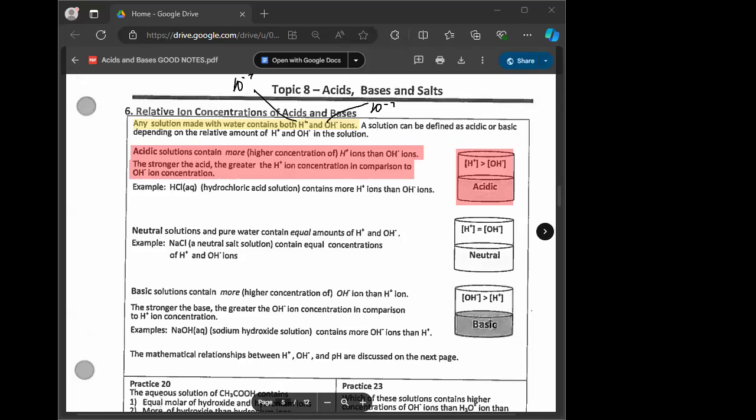Okay, now neutral solutions. Okay, so we need to know that neutral solutions have equal amounts of hydrogen and OH. Neutral solutions are equal amounts.